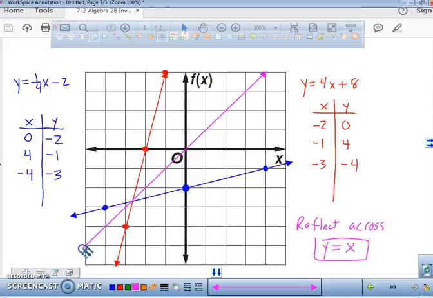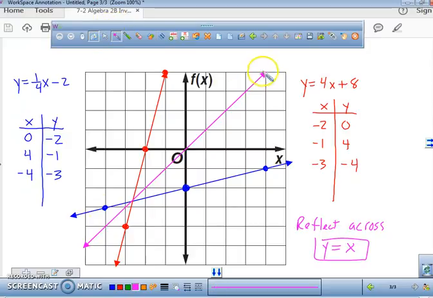Wow, they do. This point reflects perfectly across. This point reflects perfectly across. This point reflects perfectly across. This is the graph y equals x, and these are perfectly reflected across each other.